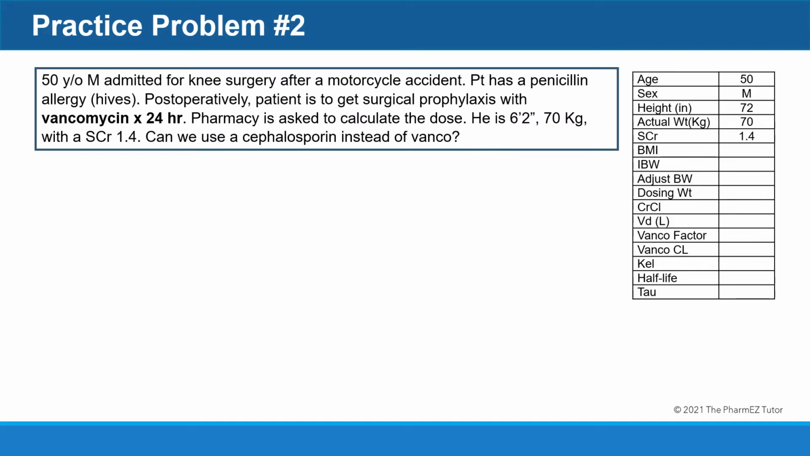A 50-year-old male is admitted for knee surgery after a motorcycle accident. The patient has a penicillin allergy. He gets hives. Postoperatively, the patient is to get surgical prophylaxis with vancomycin for 24 hours. The pharmacy is asked to calculate the dose. He is 6 foot 2 inches, 70 kilograms, with a serum creatinine of 1.4. Can we use a cephalosporin instead of vancomycin? You may stop or pause the video at this point to solve this case.